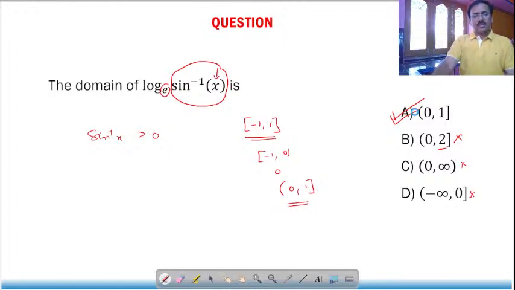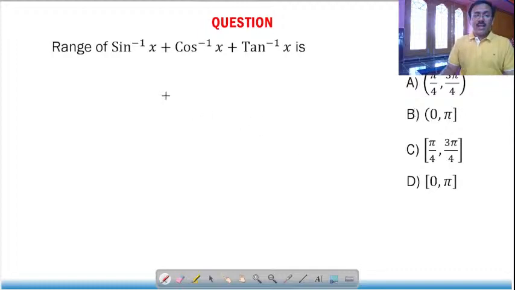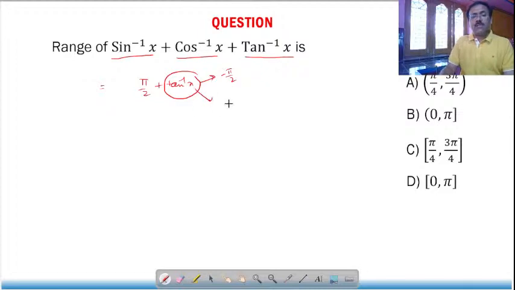Okay, friends. Find the range of this function: sin inverse x plus cos inverse x plus tan inverse x. Most of the students can answer this problem easily. Sin inverse x plus cos inverse x is pi by 2, plus tan inverse x. Tan inverse x minimum value is minus pi by 2, maximum value is pi by 2. So when you do this, you will get 0 and pi. So I can say closed 0 to pi or open 0 to pi. So two options are there.